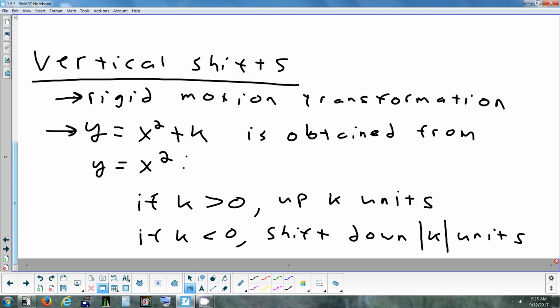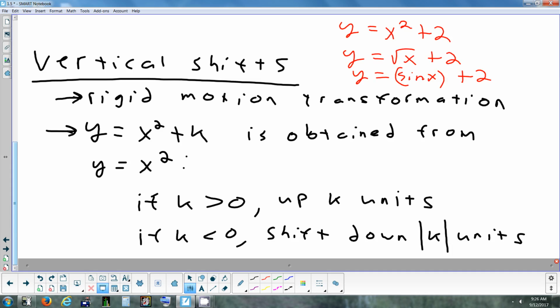And these are going to work exactly the same for every function we study all year. Compared to the basic parabola, that one is shifted up 2. Compared to the basic square root function, that one is shifted up 2. Doesn't matter what function you're working with. Compared to the sine function, that's the sine function shifted up 2. Same idea will apply to all these functions.